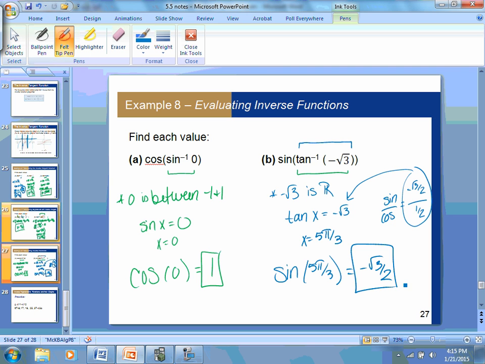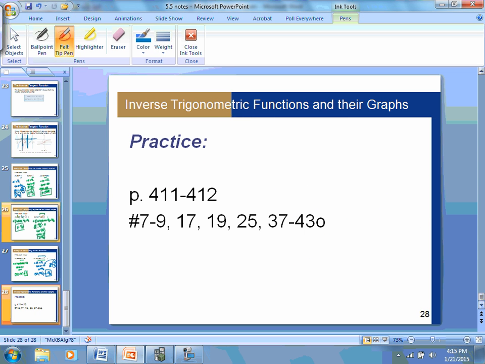So for these problems, this last step here with the cosine of 0 and the sine of 5 pi over 3, that should be straightforward. That we've been doing since the beginning of the chapter. Okay? But what they're applying here in these combination problems is dealing with those inverses and remembering your domain and your ranges and how they restrict your function, where you look on the unit circle for your values. Okay, so it's practicing 2 skills in one there.